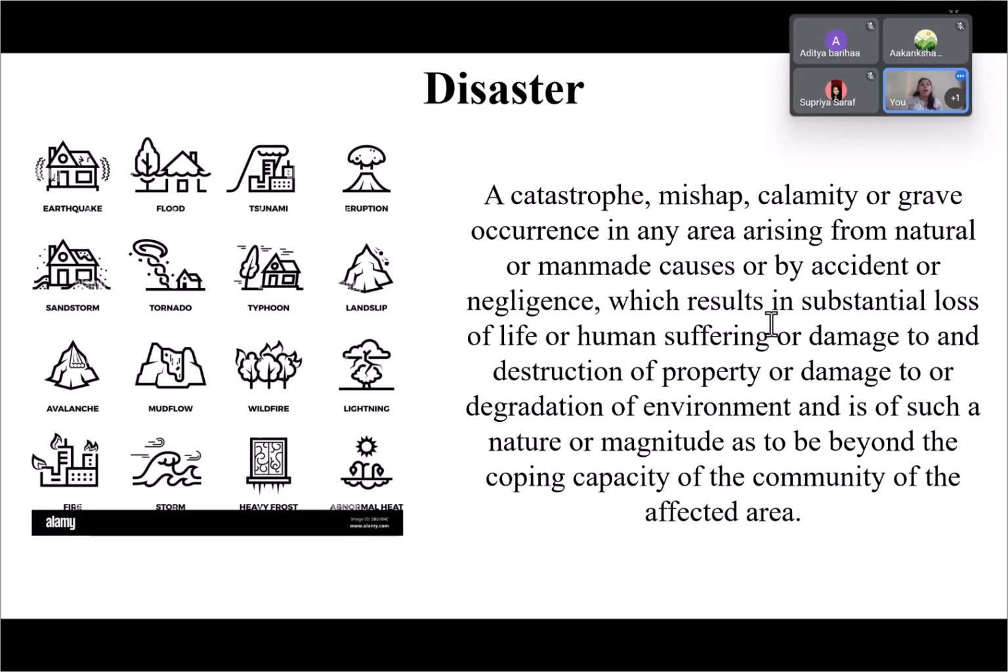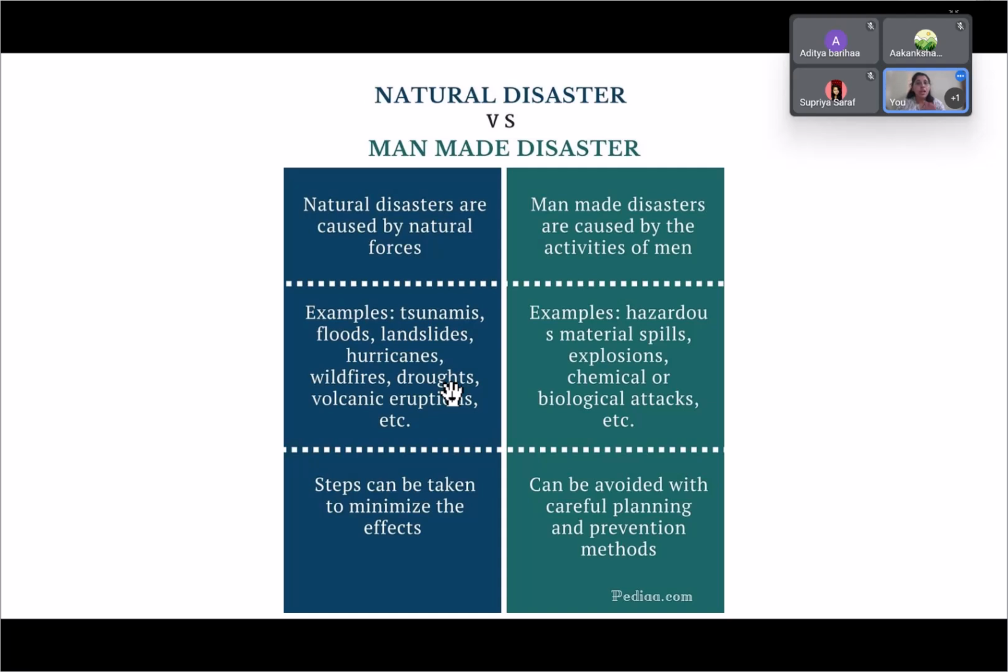So all these, as you can see on the left side, earthquake, flood, tsunami, volcanic eruption, sandstorm in desert, tornado, typhoons, all these are disasters when they happen at a very large scale, right? It's also covering not just these disasters that we know, we can also see avalanche, mud flow, heat, storm, fire, all these can become disasters. Now, I used two terms while I was describing disaster, which were natural disaster and man-made disaster.